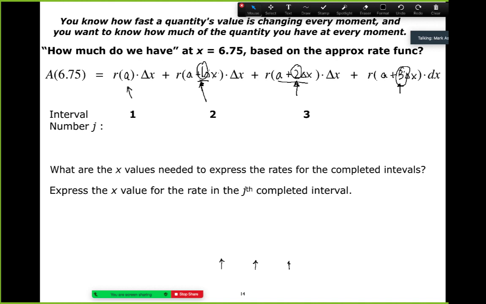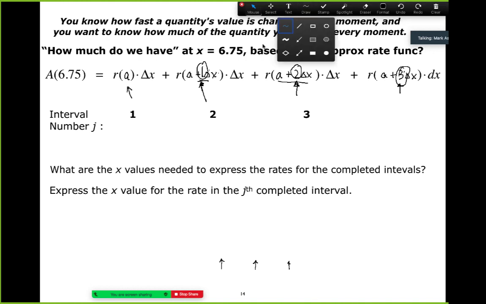So what's the x value for the rate in the jth completed interval? These are the x values. What's the x value for the start of the jth interval? So one more time. What's the x value for the start of the fourth interval? A plus 3 delta x. The x value at the start of the third interval is a plus 2 delta x. So what about the jth interval?